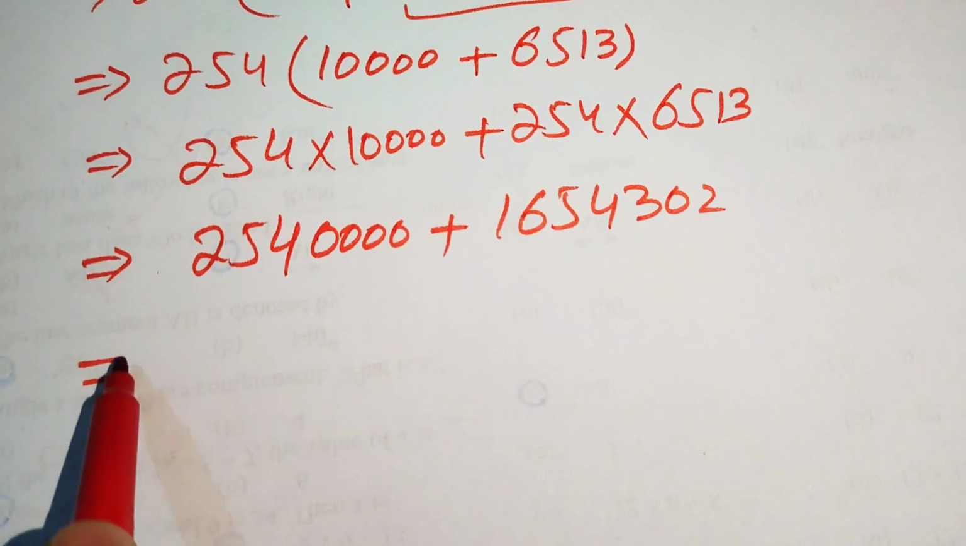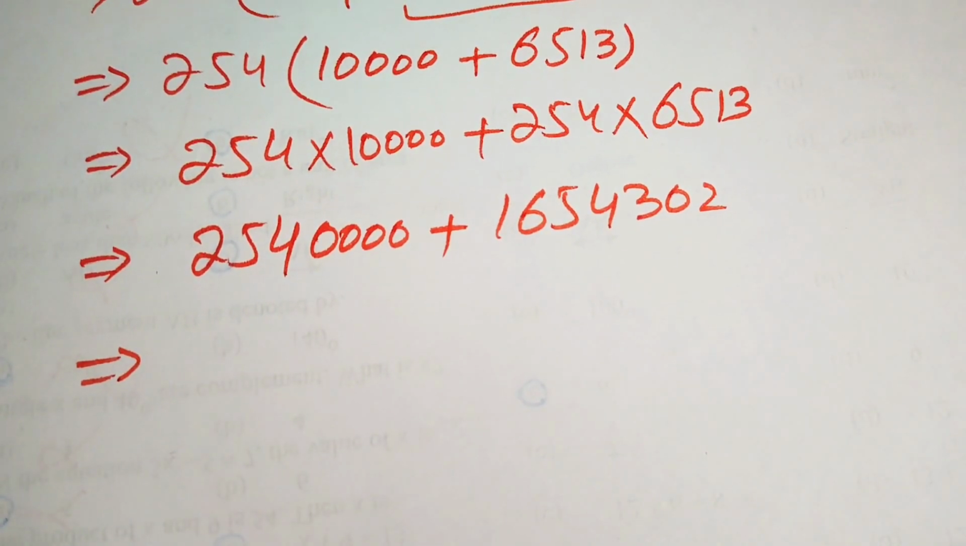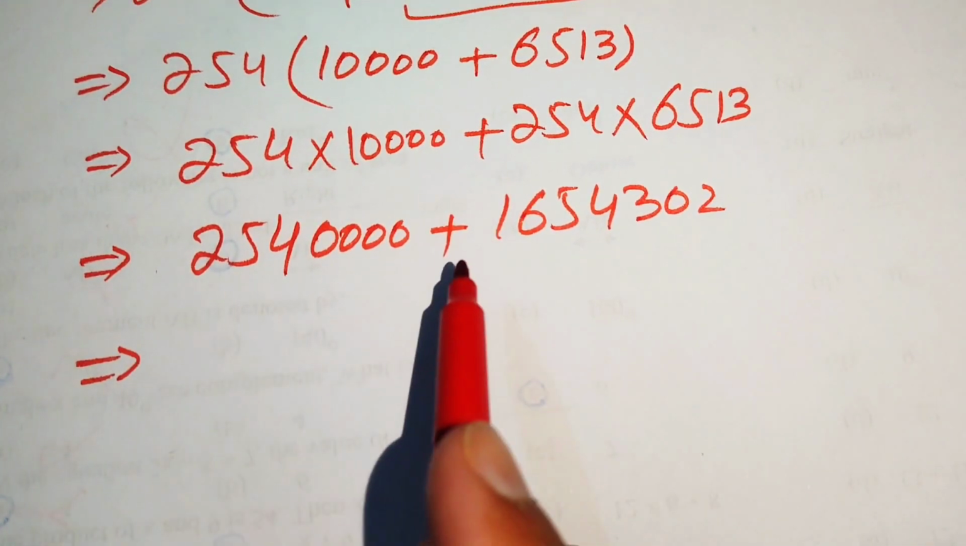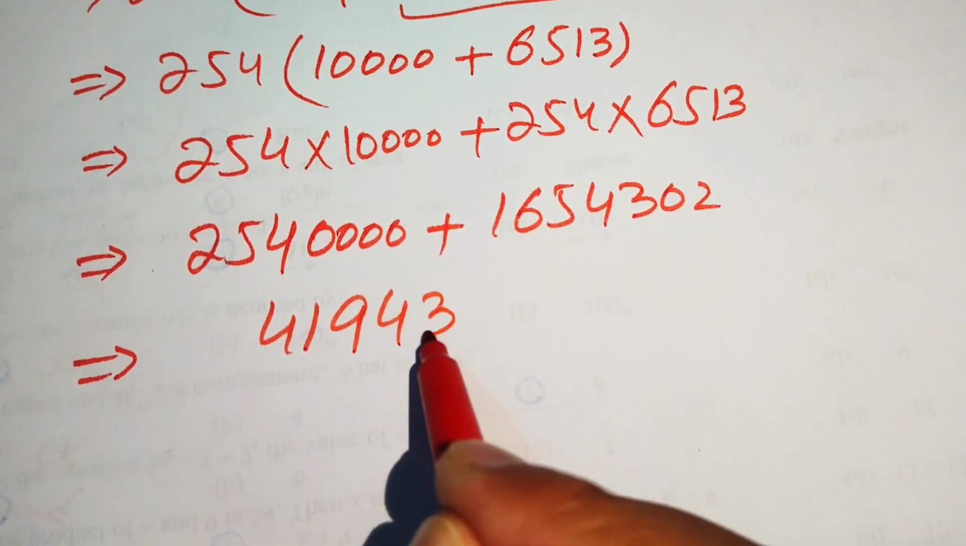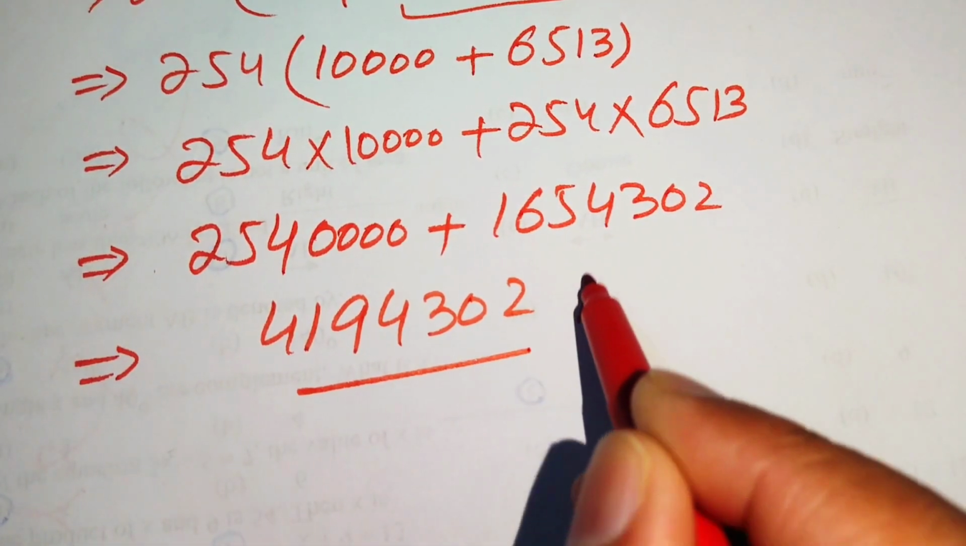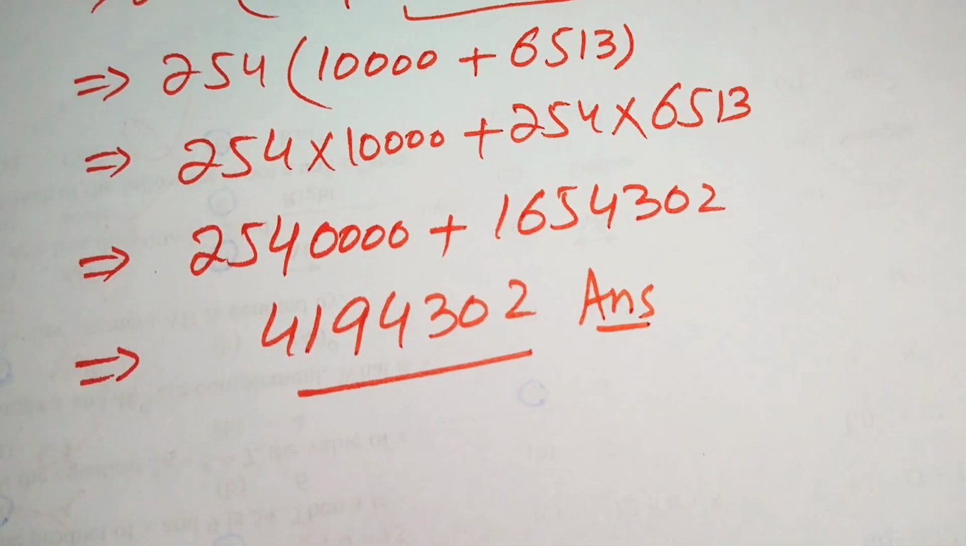And now we add these two values and you get our final answer. So after adding these two terms, you get 4194302. So this is our final simplified answer of this question.